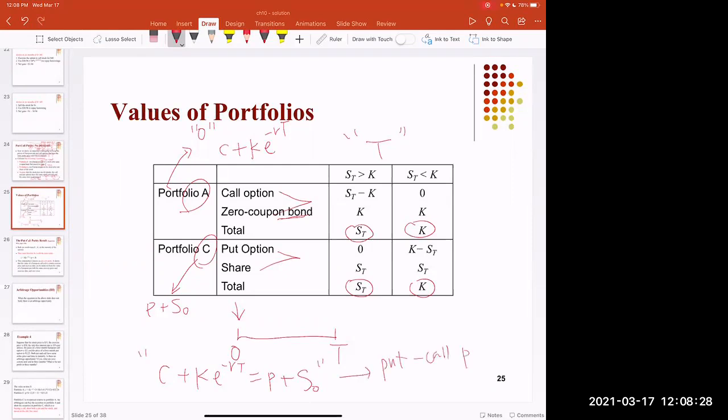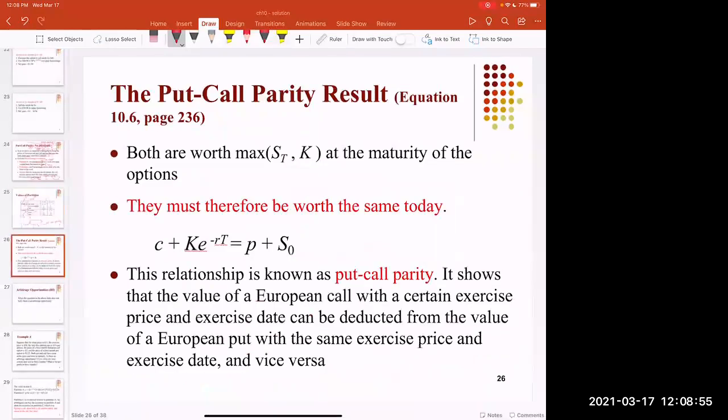Okay, so in this parity, you have a call price and you have a put price. If you know the call price, you can estimate the put price using put call parity. Or if you know the put price, you can estimate the call price using put call parity. So that's one application. I hope you understand how we get put call parity. That's very important. I think that's the basic from your investment class.